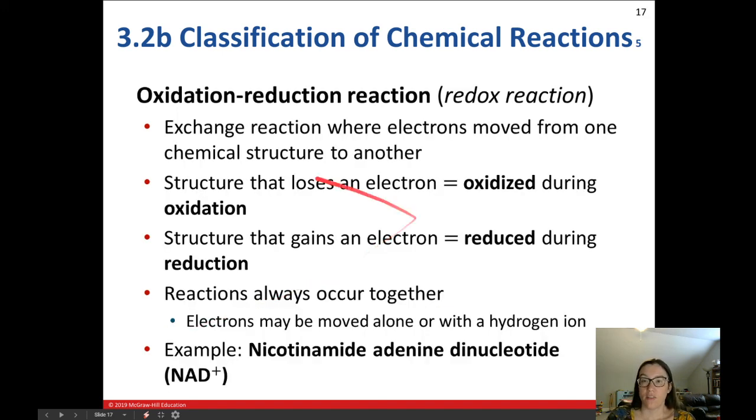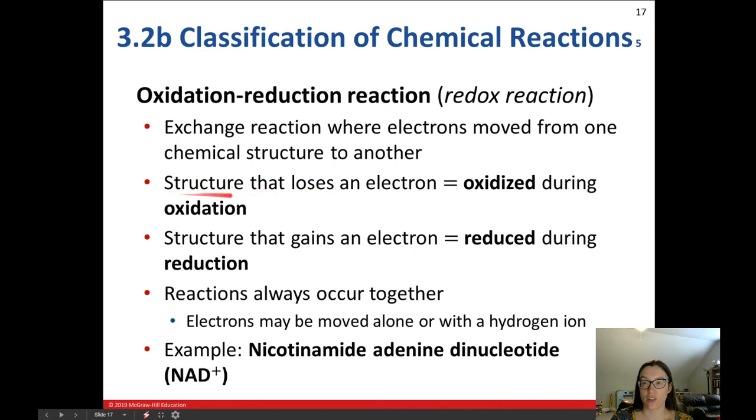A specific type of an exchange reaction is called an oxidation reduction reaction, or you can call it a redox reaction, right? So that's oxidation and reduction reaction. This is a specific type of exchange reaction where electrons are moved from one chemical structure to the other, and then they may be moved alone or with the hydrogen ion. A lot of times you'll see that hydrogen ion move with them too. These reactions always have to occur together, right? So we always have to have an oxidation and a reduction because we're taking the electrons from somewhere and moving them to somewhere else. They're not just disappearing, and we're not just getting them from thin air.